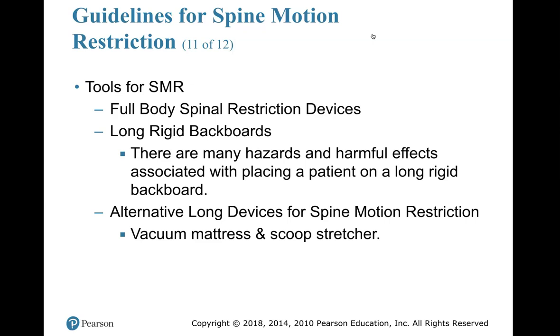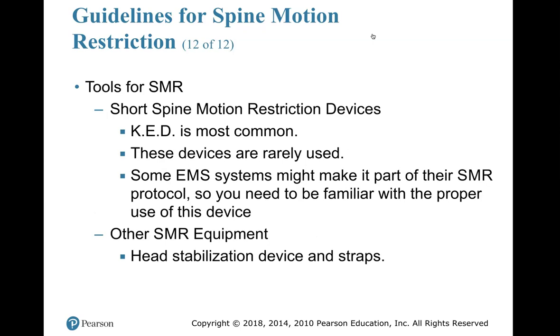Long rigid backboards. There are many hazards and harmful effects associated with placing a patient on a long rigid backboard. Alternative long devices for spine motion restriction, which are vacuum mattresses and scoop stretchers. Hey, scoop stretchers. Short spine motion restriction devices, of which the KED is most common, and we're going to show you those as well. These devices are rarely used, but they do come in handy, especially for little people or people sitting in vehicles. Some EMS systems might make it a part of their spine motion restriction protocol.